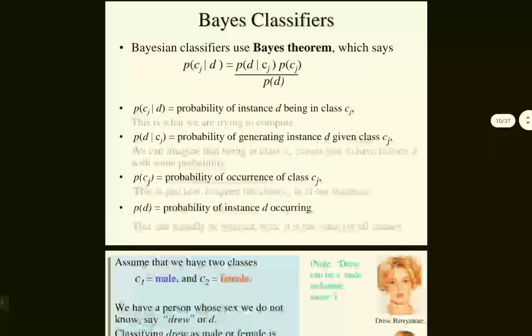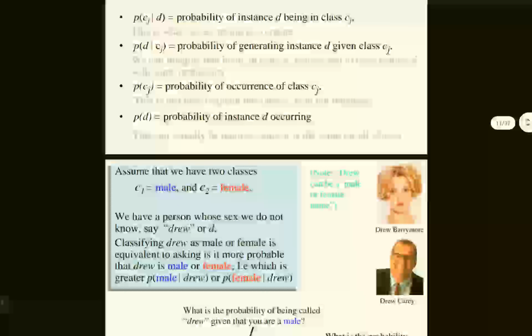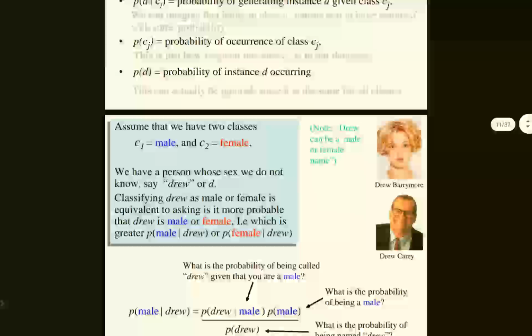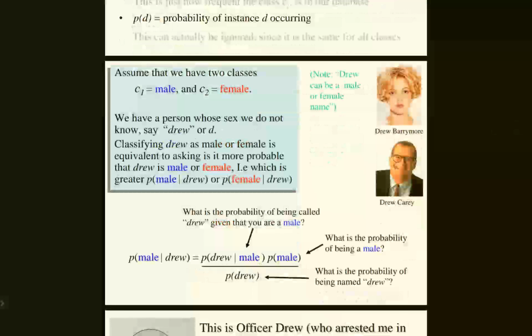Here, just concentrate on this example, highlighted in sky blue color. Assume that we have two classes: C1 equal to male and C2 equal to female. These two classes are given. Now we have a person whose sex we do not know, say Drew, or D. We don't know whether he is male or female. We need to find out the gender of this person.